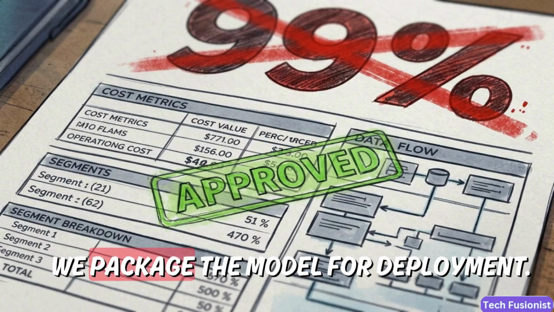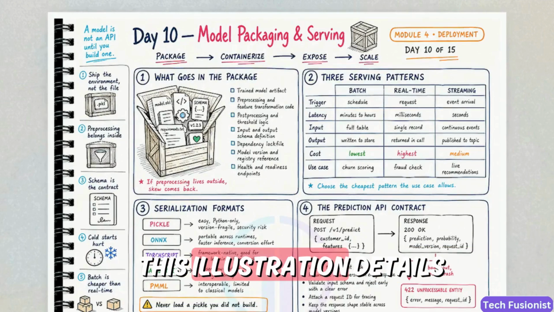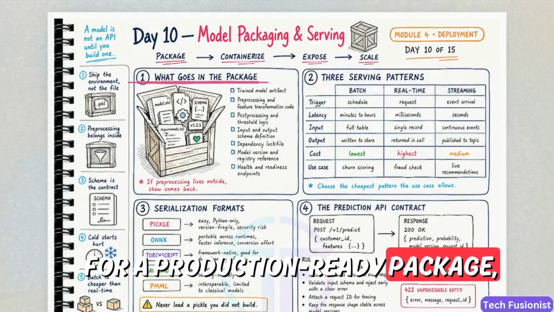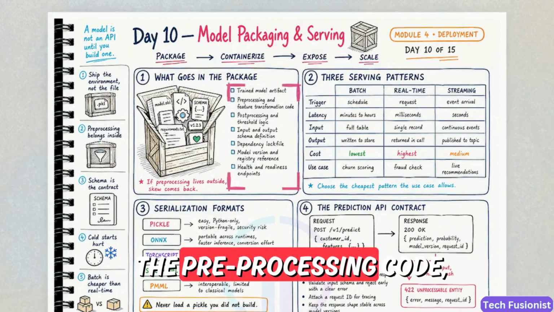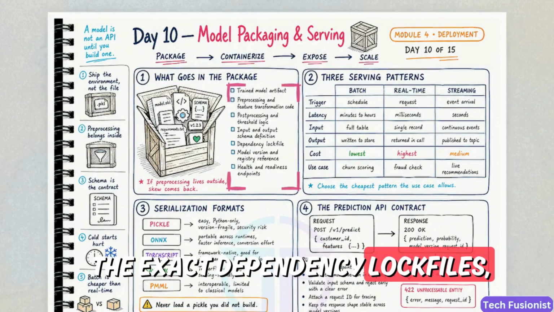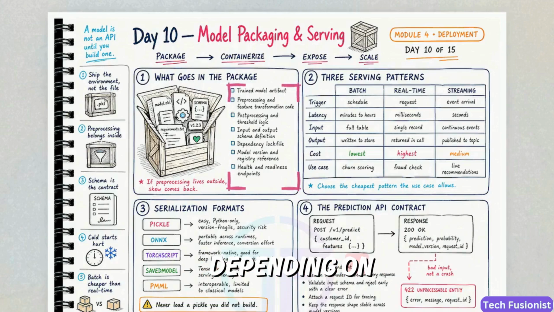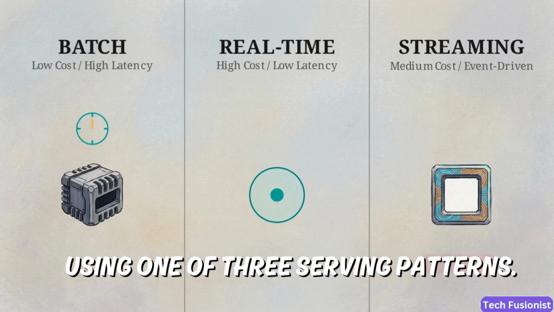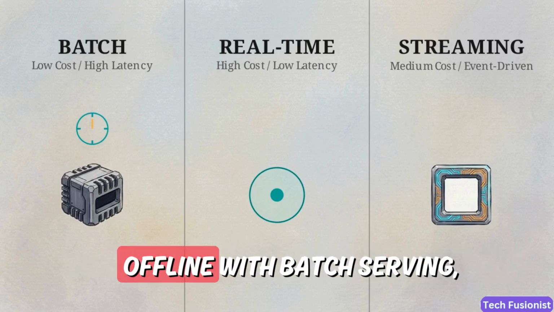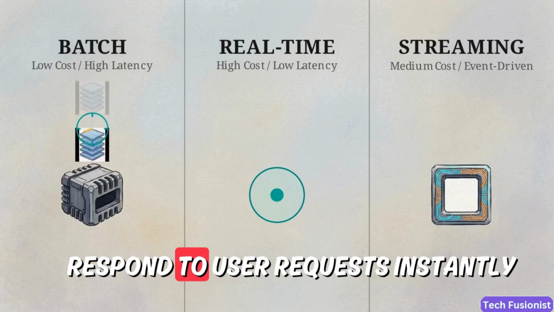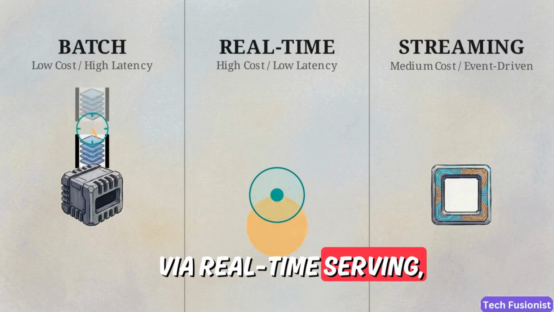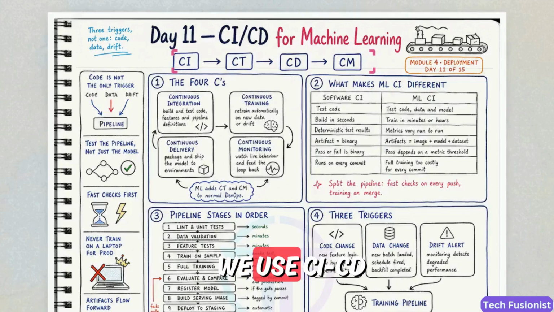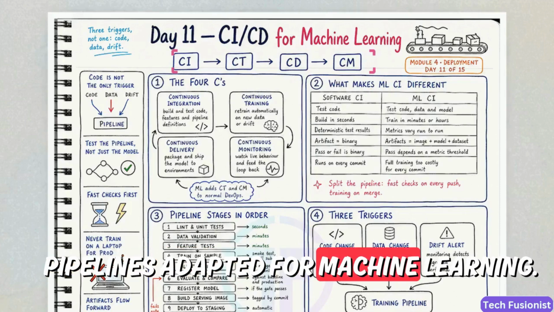On day 10, we package the model for deployment. This illustration details the specific components required for a production-ready package: the trained weights, the pre-processing code, the exact dependency lock file, and health check endpoints. Depending on your latency requirements, you will deploy this package using one of 3 serving patterns. You can score large datasets offline with batch serving, respond to user requests instantly via real-time serving, or process continuous event streams.